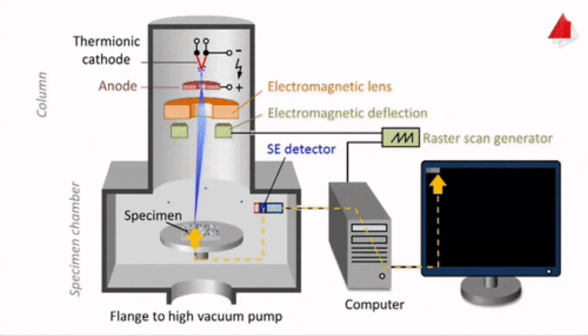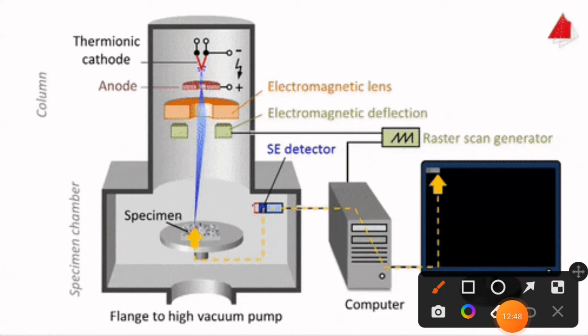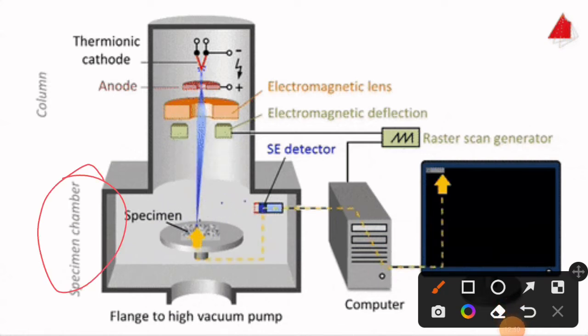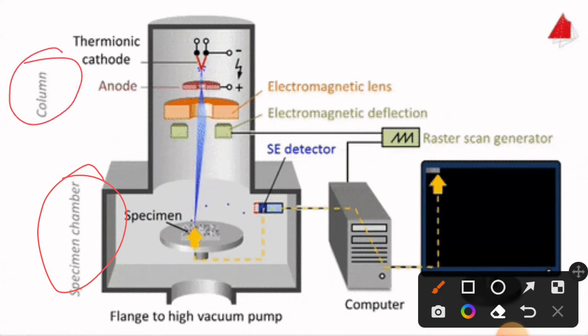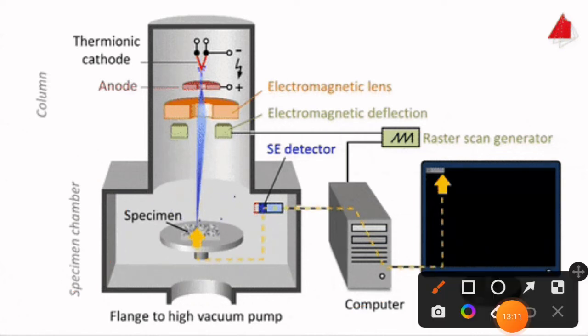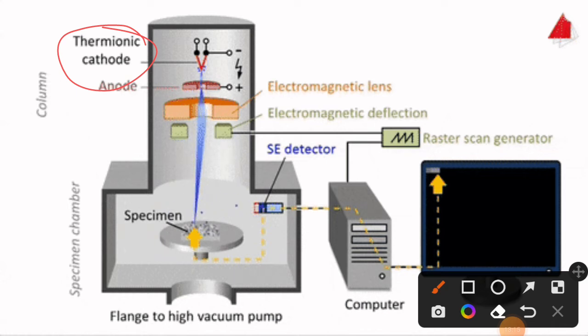So again, a quick recap: the entire instrument of scanning electron microscopy is of two parts. One is the specimen chamber, another one is the column. There is a vacuum pump present. This vacuum pump keeps the inside environment air free and dust free. Here the electron source is a thermionic cathode. You can also use a hot tungsten filament or lanthanum hexaboride.